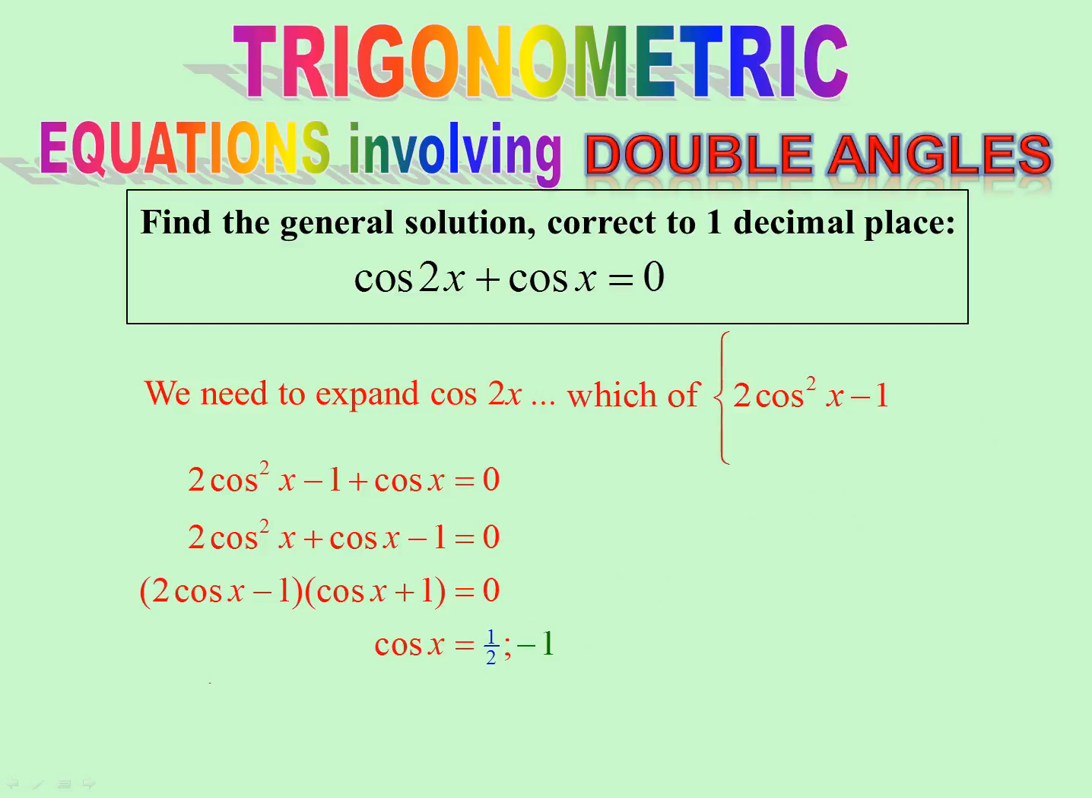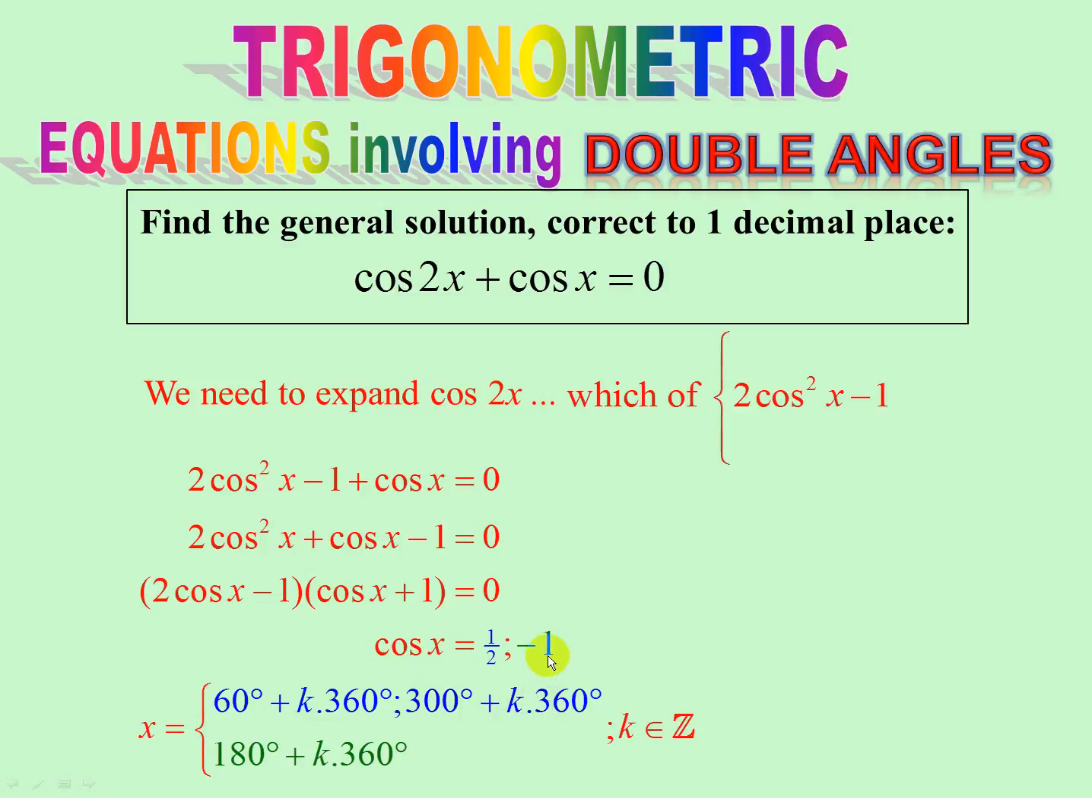Cos x equals a half, well, that involves special angles. I hope you remember cos of 60 is a half. That does make life easier than having to use the calculator the whole time. Cos positive, therefore, first and fourth quadrants. So there we are, 60 plus k360 and 360 minus 60 plus k360.